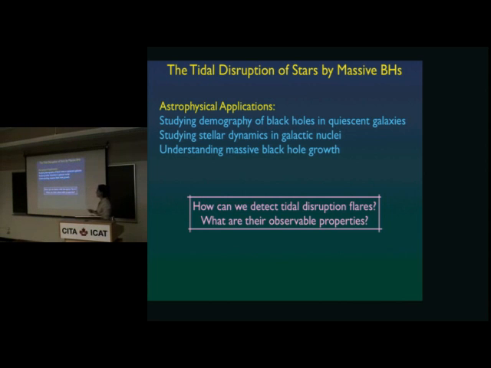So with these astrophysical applications in mind, we'd love to go off and start detecting tidal disruption events and start using them as a tool to learn about black holes. And so to do that, we need to answer questions like how can we detect tidal disruption flares and what are their observable properties? And these are the questions I'm working on for my thesis, and so that's what I'm going to be talking about.